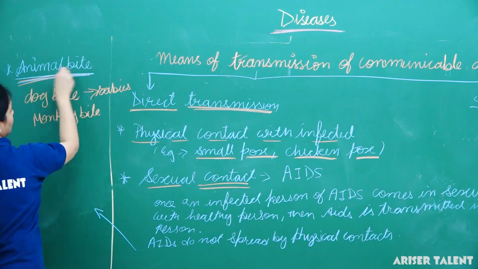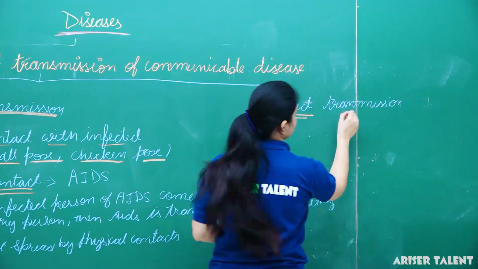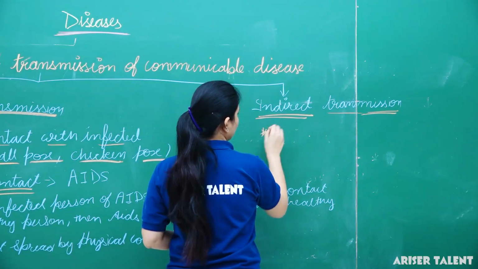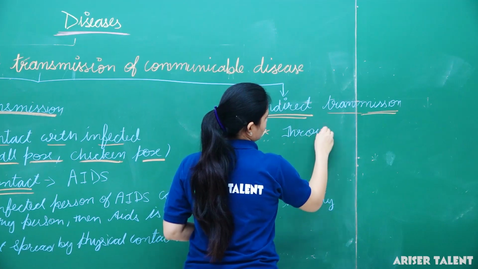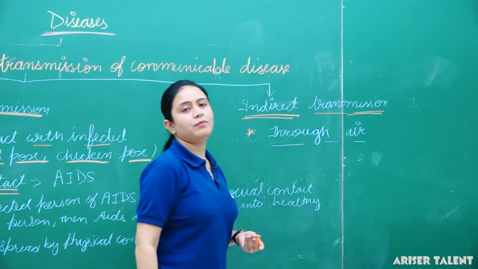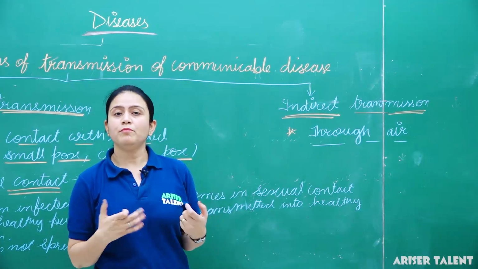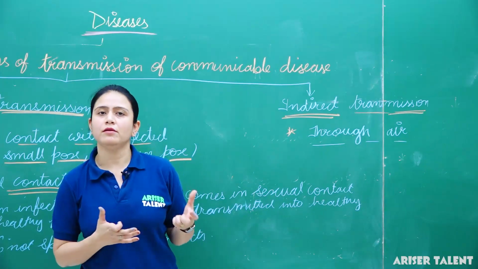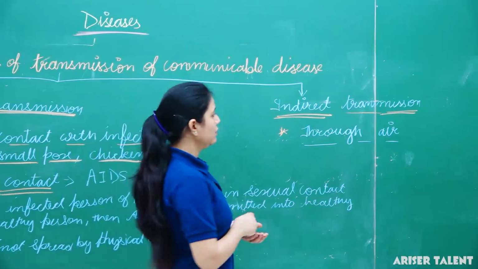Clear? Now next is indirect transmission. If we talk about indirect transmission, it is spread through air or through contaminated food. First of all, through air: if a person suffering from sneezing, coughing, or cold sneezes or spits in a public place, he throws out some droplets. If somebody is standing nearby, he takes these droplets inside and gets infected. So, through air.